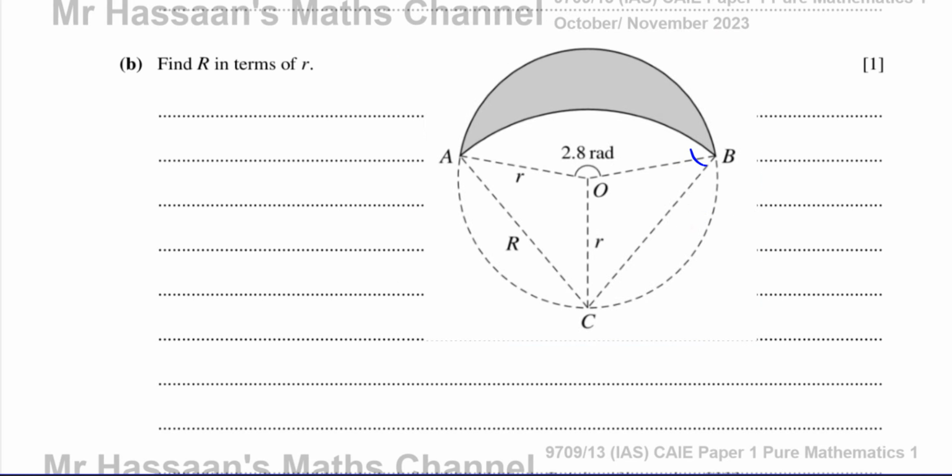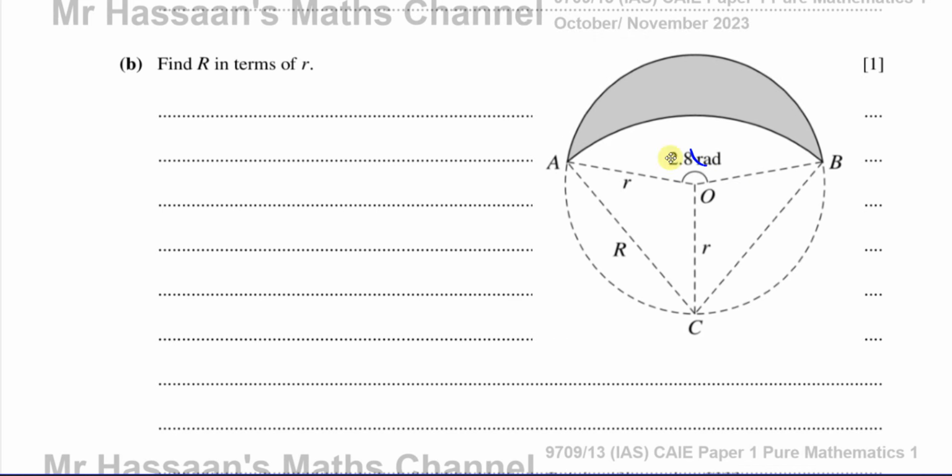Just got a bit more. I want to make it very clear. So we have determined that this angle here is 0.7 radians, and we've determined that the whole of this angle was 2 pi minus 2.8. So half of it is 1 pi minus 1.4. Okay, and this is also 0.7 because it's isosceles.